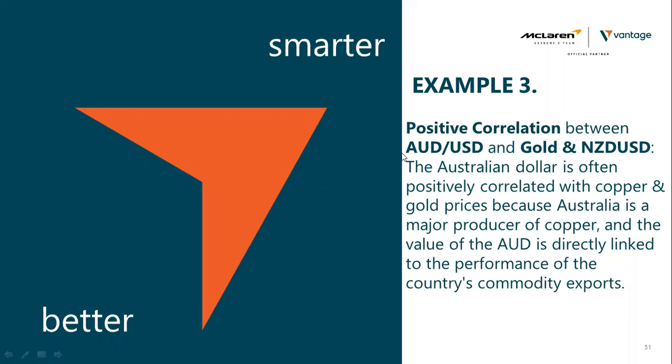So if AUD is buying, gold will be buying. If AUD is selling, gold will be selling. You can check your chart, you'll see what I'm saying. When AUD/USD is buying, gold will be buying. When AUD/USD is selling, gold will be selling.